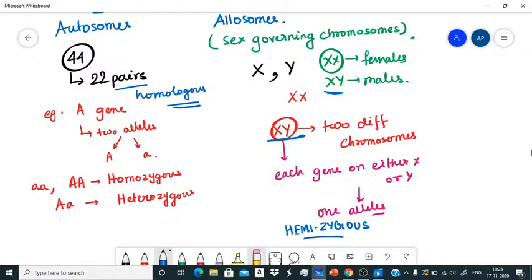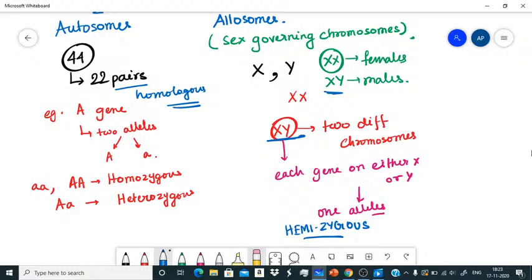Okay, so basically we have discussed chromosomes. We all learned about chromosomes. Chromosomes can be of two types: they can be either autosomes or allosomes. Allosomes are those chromosomes which govern the sexual characteristics, right? Sex governing chromosomes. And those chromosomes which do not govern the sex are known as autosomes.